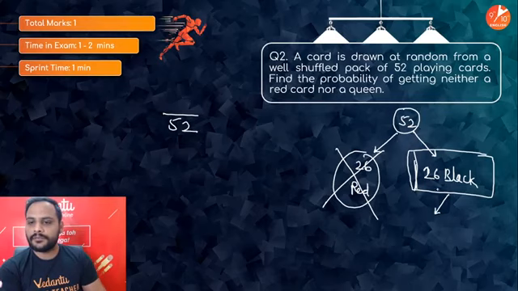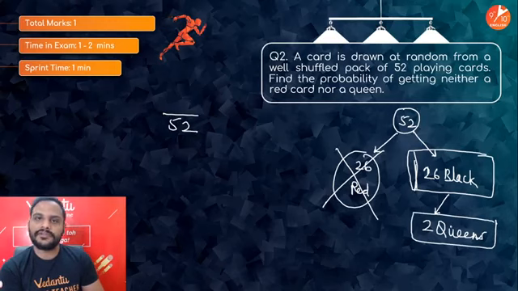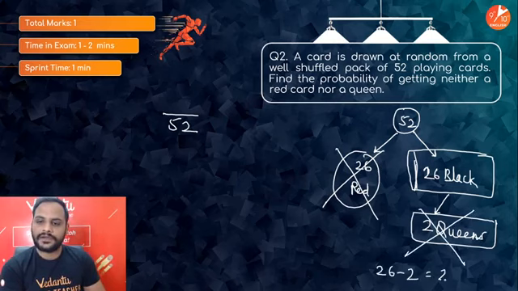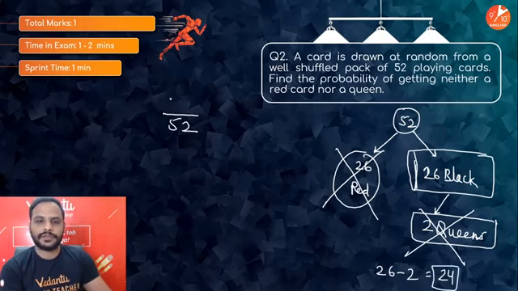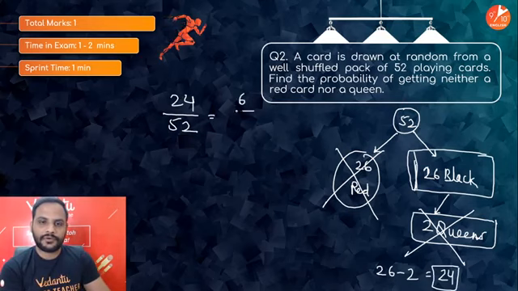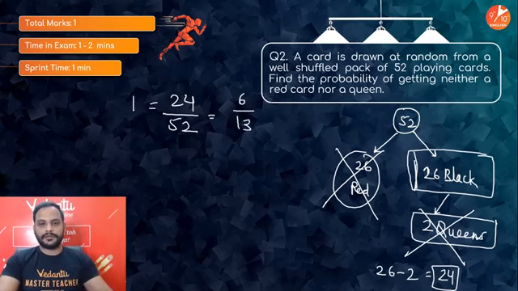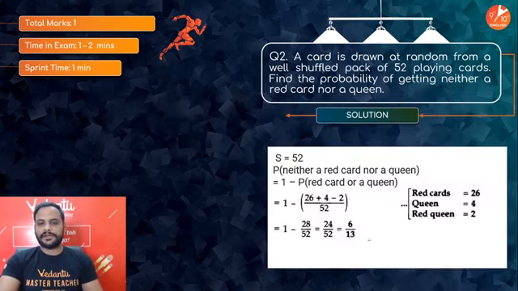So in these 26 black cards there are two queens. One will be the queen of spade, one will be the queen of the club. The queen of the hearts and diamond is already rejected. So these two also have to be rejected. So I can say I'm left with 26 minus 2. That means 24 cards are favorable to me. So 24 upon 52. If you divide it by 4, you get 6 upon 13. Your probability will be 6 by 13.